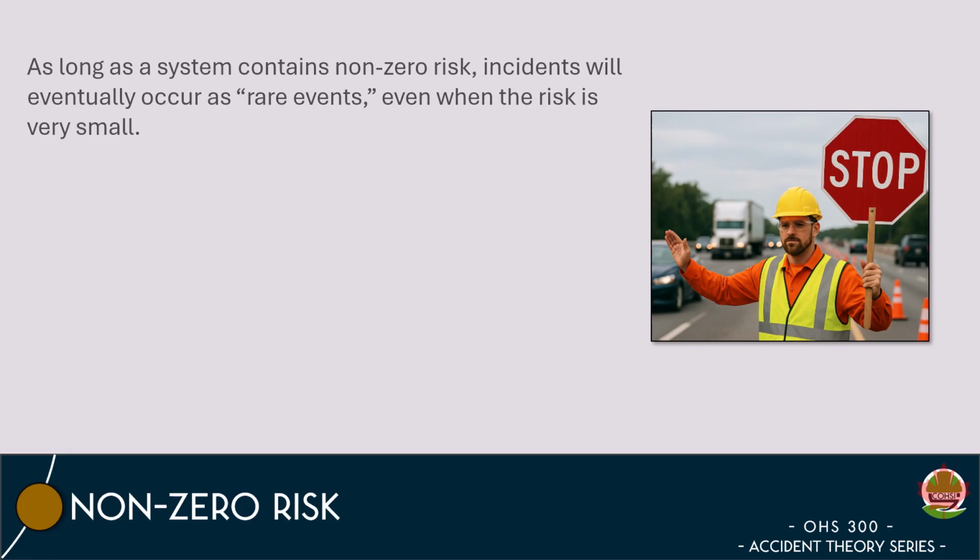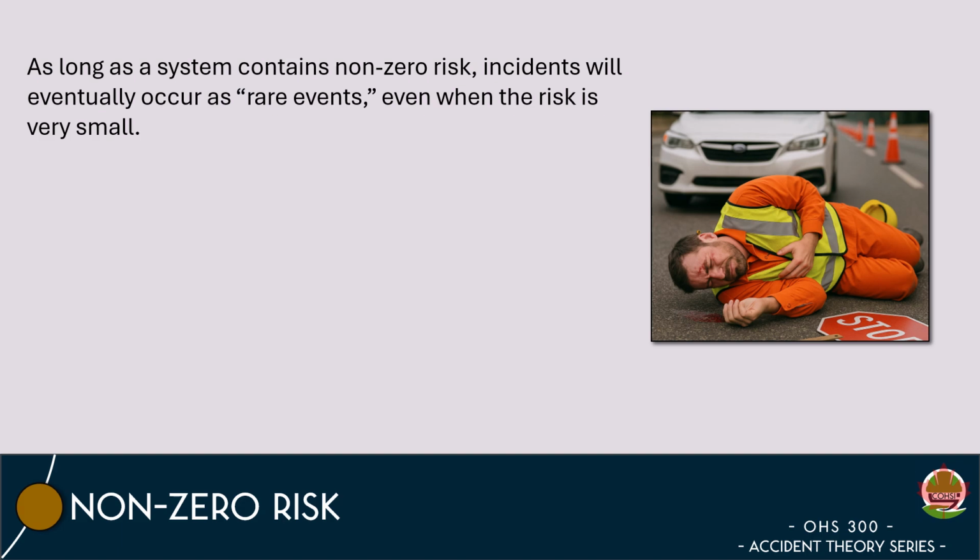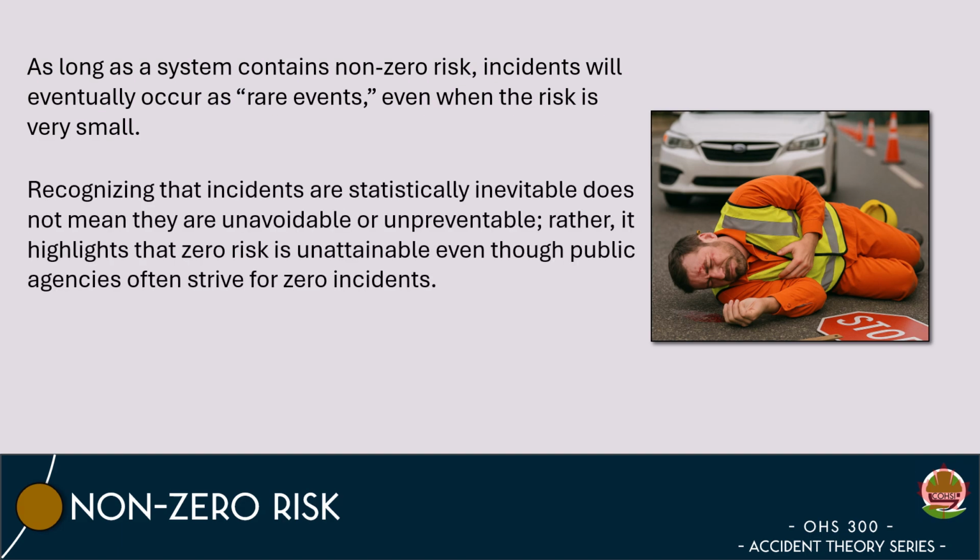As long as there are non-zero risks in a system, incidents will eventually happen, even if the risk is minimal. Statisticians refer to such occurrences as rare events. Acknowledging that incidents are inevitable does not mean accepting them as unavoidable or unpreventable. It simply reflects the probabilistic nature of non-zero risk. This principle is controversial as public agencies strive for zero incidents.